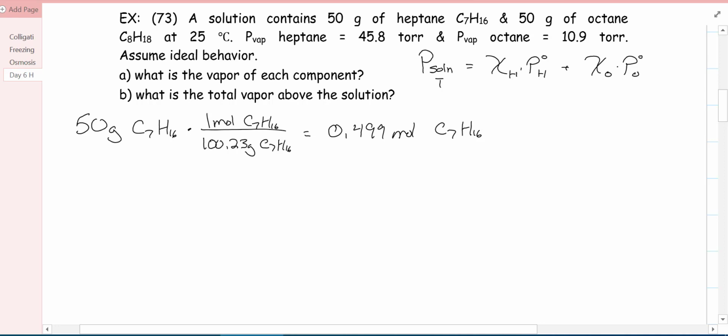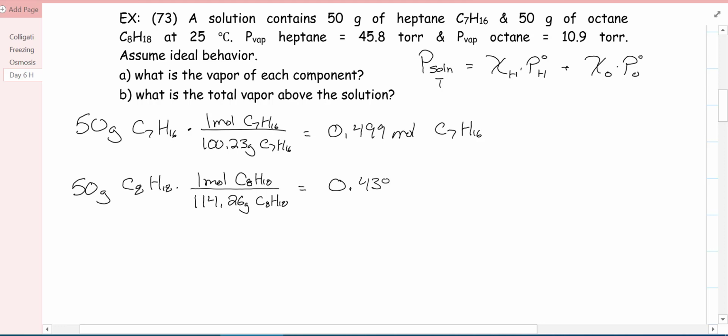Some will have 2. All right, 50 grams of C8H18. Right, so 1 mole of C8H18 happens to weigh 114.26 grams of C8H18. That's 0.438 moles of C8H18. Now, going back to the sig figs, if you want to use 0.5 and 0.4, that's great. I'm going to use these numbers, and that's fine. Probably going to get the same answer overall anyway.